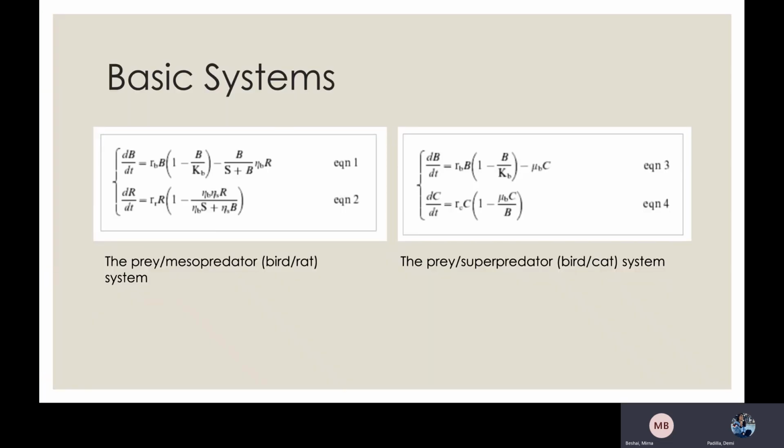So these are the equations that we're using. Equations 1 and 2 model the prey-mesopredator system, so this is how the prey and the mesopredator, the birds and rats, react. And equations 3 and 4 are the system with the birds and the cats. We'll be modeling some of those.